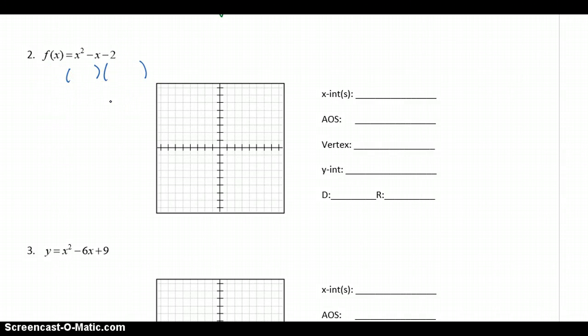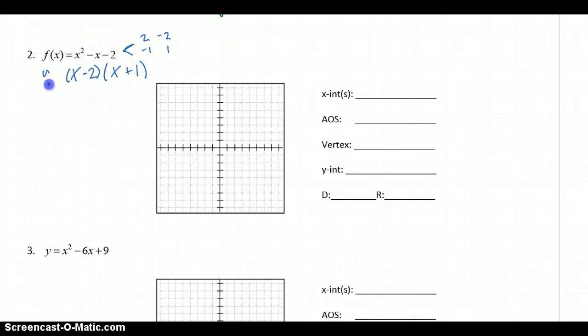So my first term in each of these has to be an x, so that when I multiply them together, I get x squared. And the second term in each one has to multiply together to give me negative 2, and then when we add them, we have to get negative 1x. So the possible ways to get negative 2 are 2 and negative 1 or negative 2 and 1. Which one of those combinations is going to give me a total when we add of negative 1x? Negative 2 and 1. So I'm going to do x minus 2 and x plus 1.